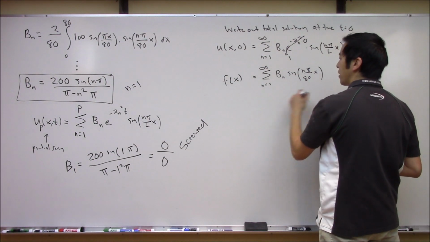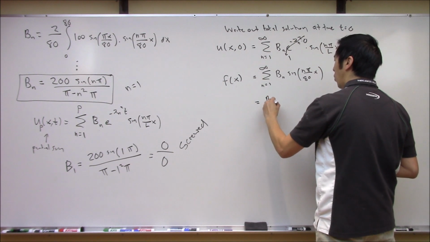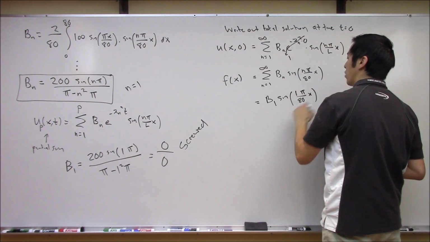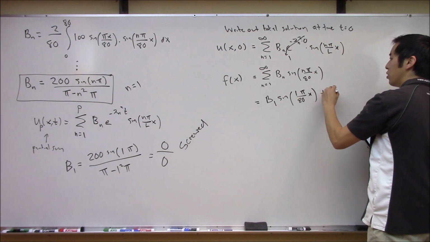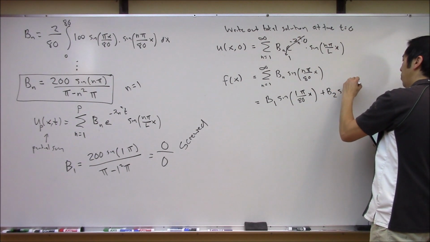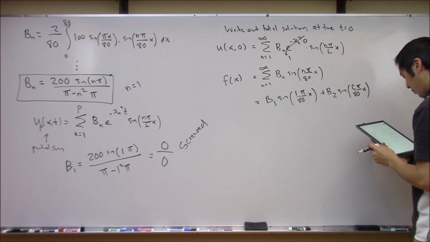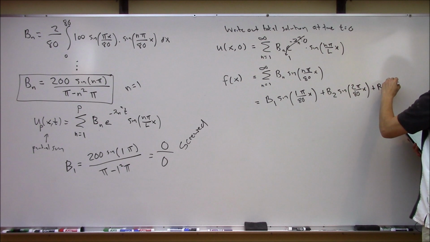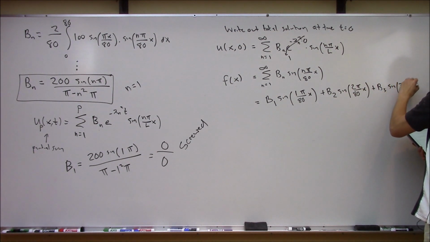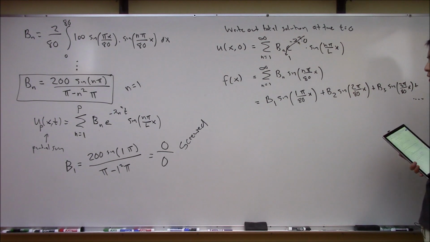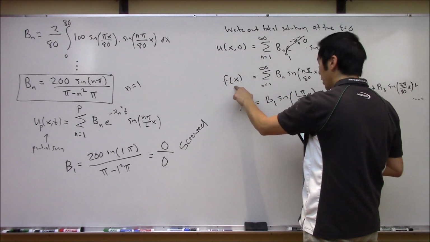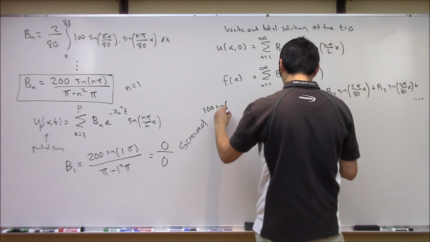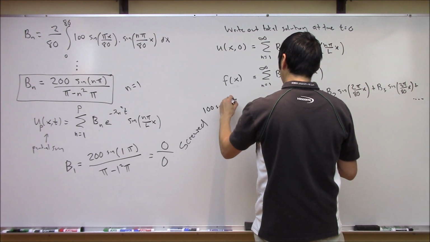So let's write this out a little bit. This is B1 times sine of 1 pi over 80 x, so that's the n equals 1 term, plus B2 sine of 2 pi over 80 x, plus B3 times sine of 3 pi over 80 x, plus et cetera, to infinity. Now let's write out the left-hand side. The initial temperature distribution, what was that? I think we said it was 100 sine of pi over 80 x.